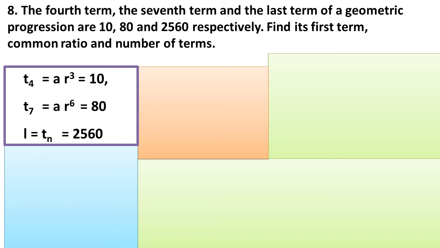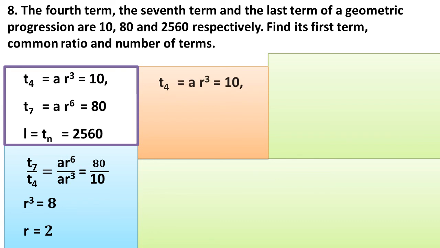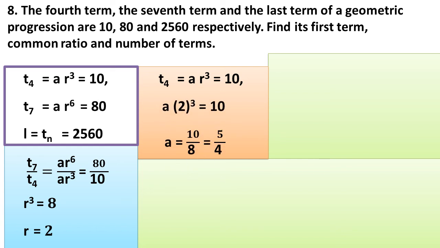Consider the first two results and find the value of R. Now consider the first result, T4 is equal to AR cube is equal to 10. Find the value of A. This is the regular process. And the first term is calculated as 5 by 4 and the common ratio is calculated as 2.